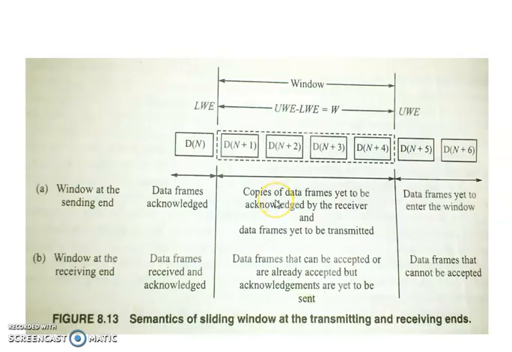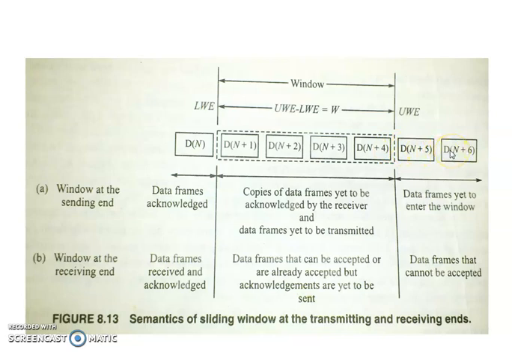Next, now this is something important that is going to be asked. One small thing, some technical things. We have the same sliding window, and the frames are numbered. This is called DN. This is DN plus 1, DN plus 2, DN plus 3, DN plus 4, DN plus 5, and DN plus 6.